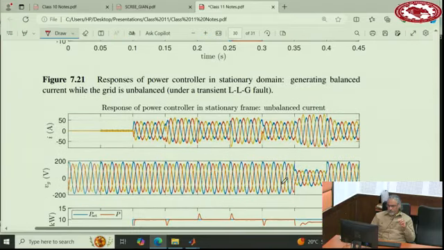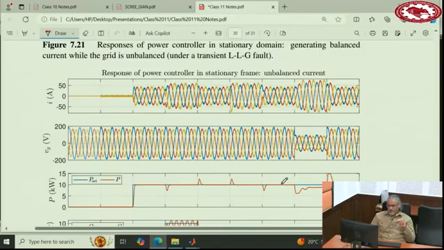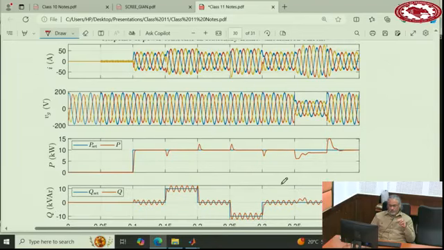This is the situation where we allow the converter to generate unbalanced current when the grid voltage is unbalanced, and also remove the pulsation of real power. So the voltage is unbalanced, the current is also unbalanced, the real power has no pulsation, but reactive power has pulsation. And you can see that when we remove the pulsation of the real power, the reactive power's pulsation becomes a little larger.